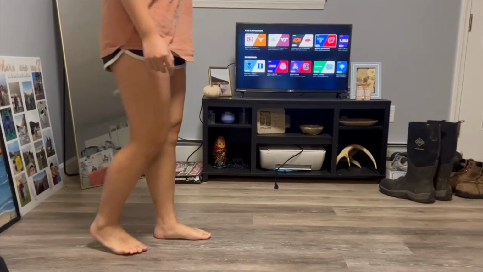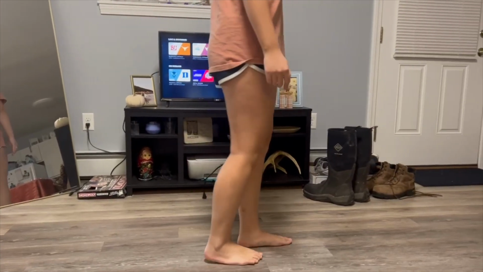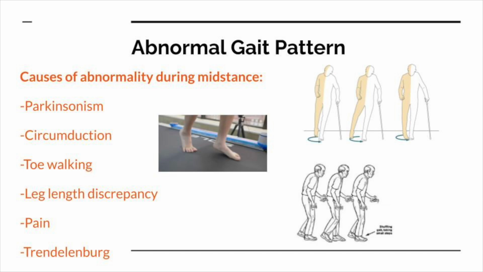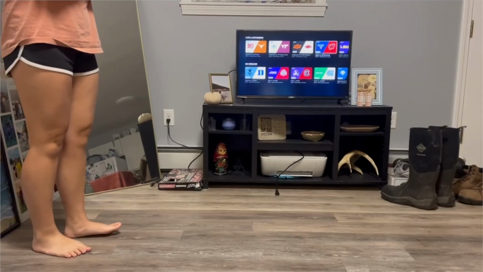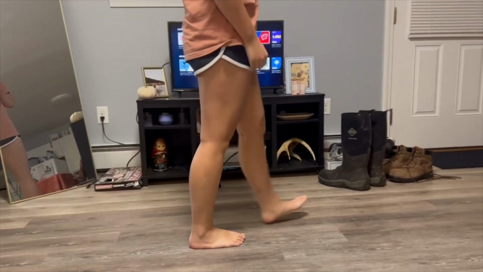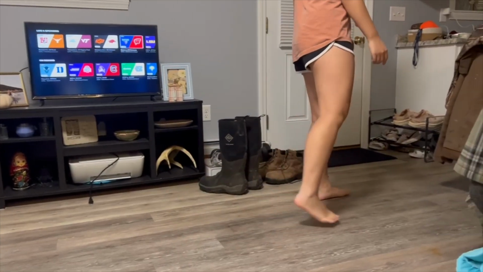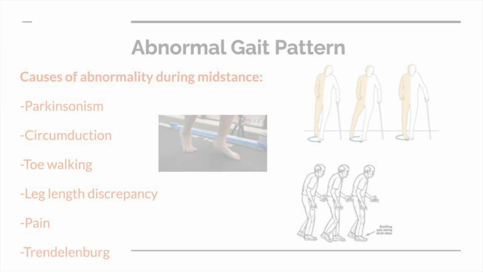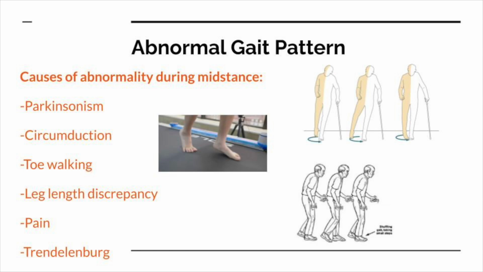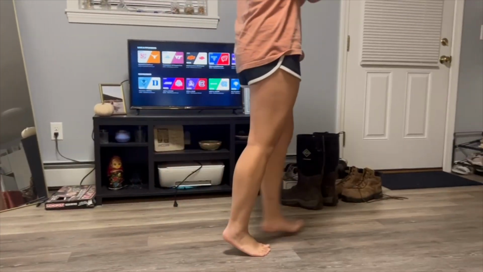Individuals with Parkinson's disease tend to have a shuffling gait, which can result in a decrease in time that they're in the mid-stance phase. Circumduction of the hip would increase the time the individual is in mid-stance phase, since the pattern of bringing the back foot around to the front takes longer versus the hip solely transitioning from hip extension to hip flexion. Toe walking would create a significant decrease in stability during this phase, which would decrease the time the individual stays in mid-stance.